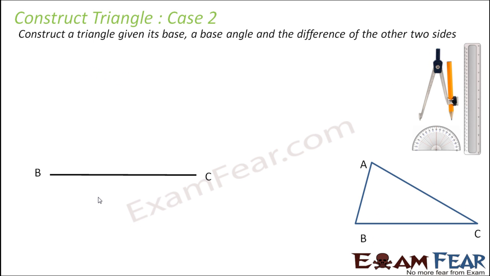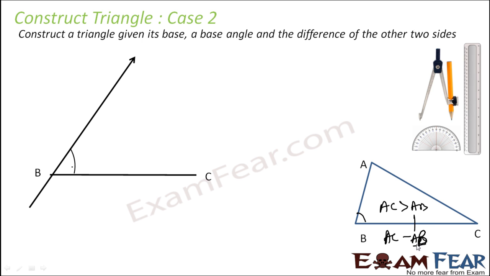Okay. So let's take the other case where AC was greater than AB. So we have BC given and this angle is given. So first, since BC is given, let's draw BC, and since this angle is given, let's draw this angle. Now, what is given is AC minus AB. So now what we can do is take a point D here this time, and join it, where BD is equal to AC minus AB. Correct?